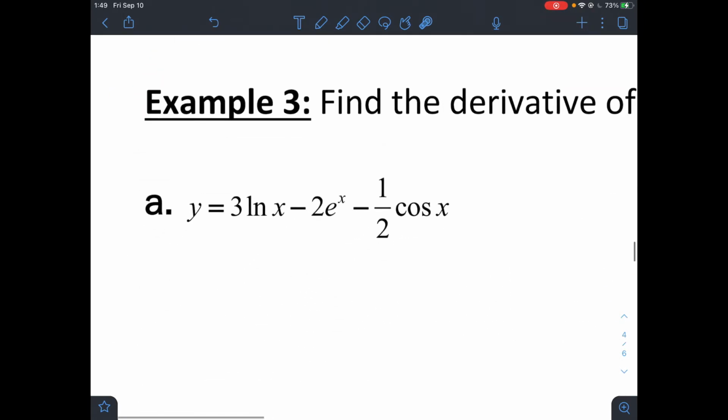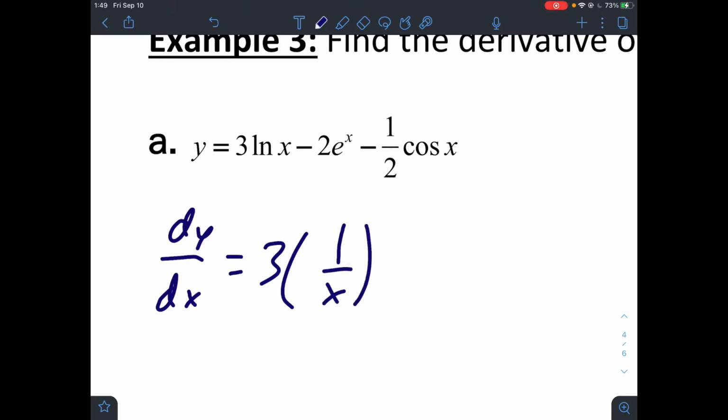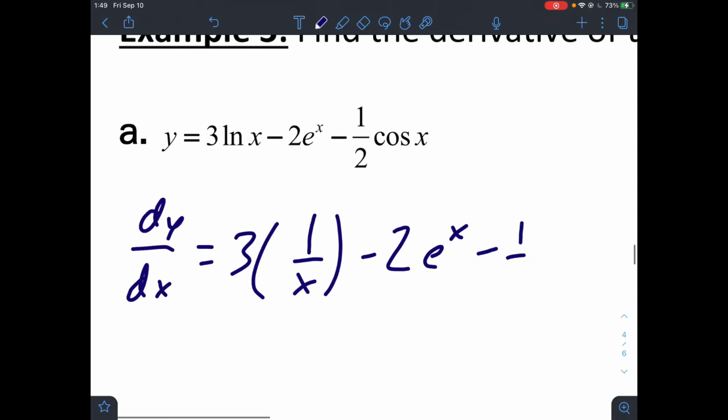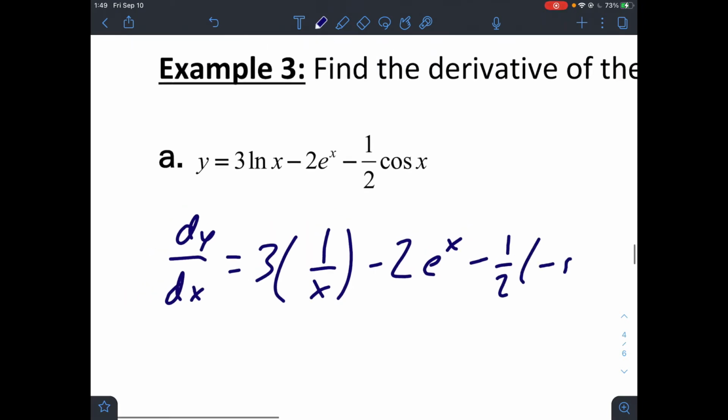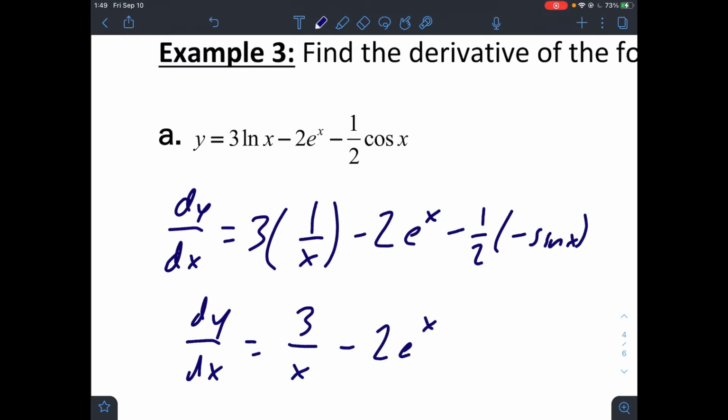So here we have, using a lot of things that we learned today, find the derivative of this function. So we're going to say, all right, the derivative of y with respect to x is 3 times the derivative of natural log of x, which is 1 over x, minus 2 times the derivative of e to the x, which is e to the x, minus 1/2 times the derivative of cosine, which is negative sine. All right, so cleaning this up, we can rewrite our final answer here for the derivative to be 3 over x minus 2e to the x plus 1/2 sine x.